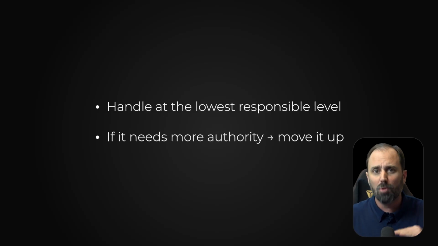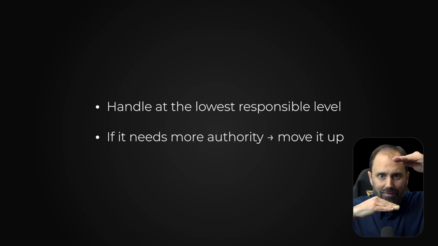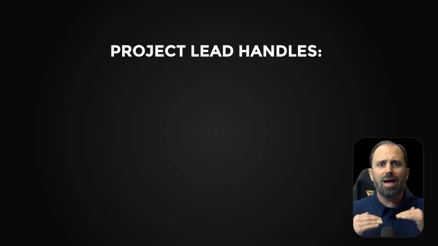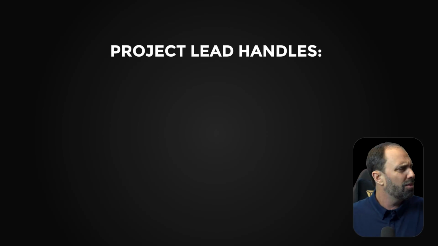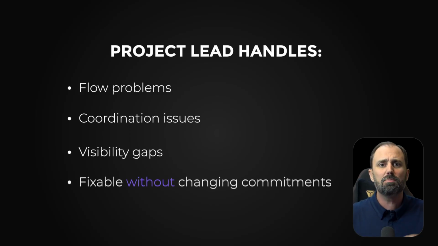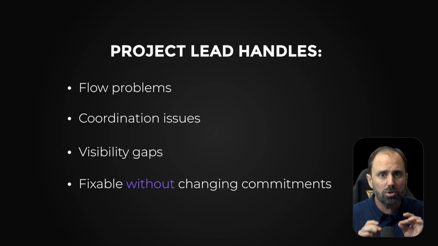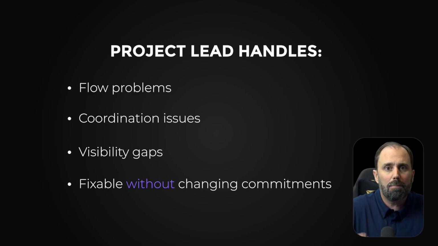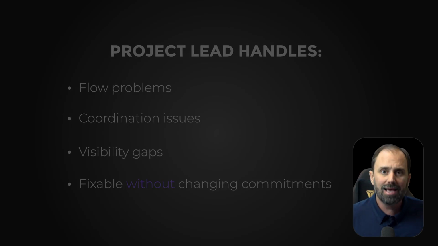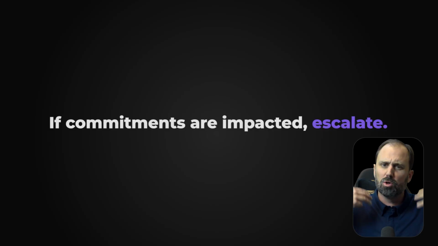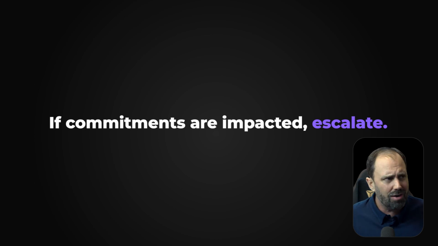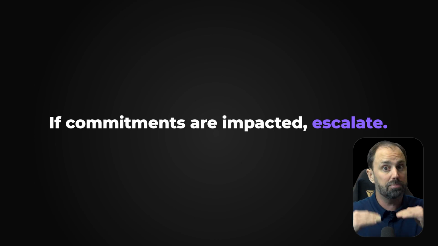But if it requires more authority, it moves up a level. That's the way it works. So for a project lead, that usually means they handle execution level issues, okay? Those are flow problems, coordination issues, visibility gaps. Now, as long as the team can fix an issue without changing the bigger project commitments, the decision stays with the project leader. But if the scope, budget, delivery, those commitments, the stakeholder alignment or approvals or anything like that are involved, you've got to escalate it up to the project manager.